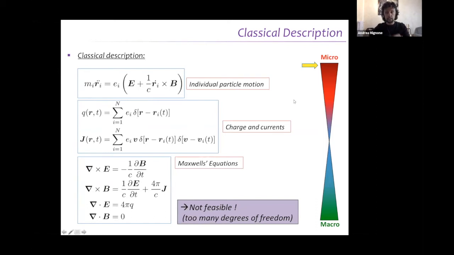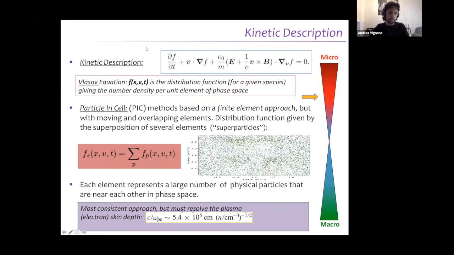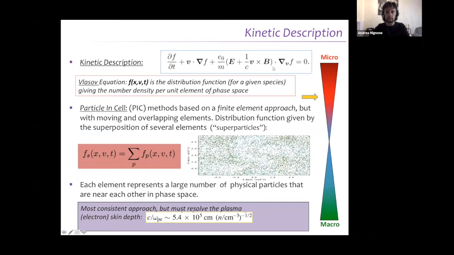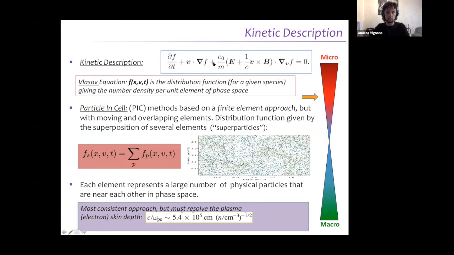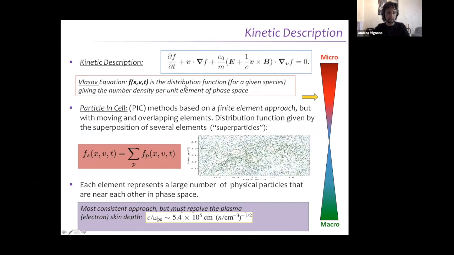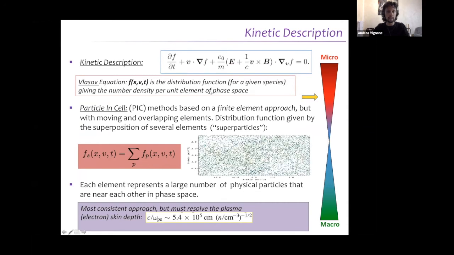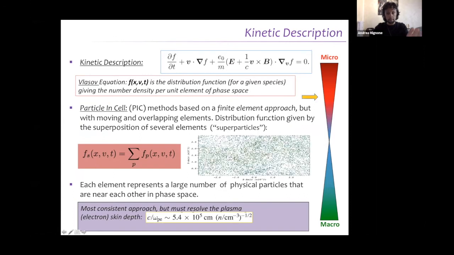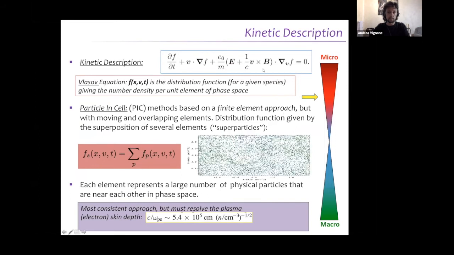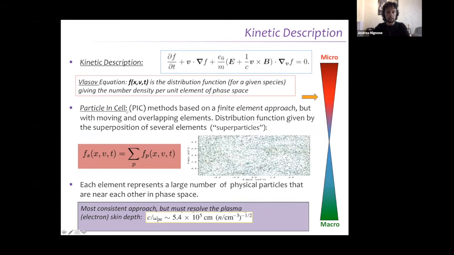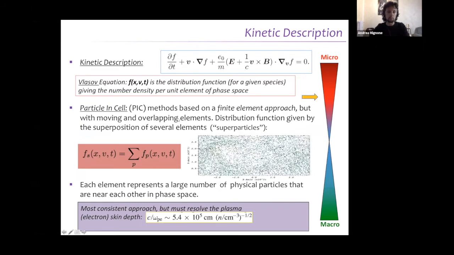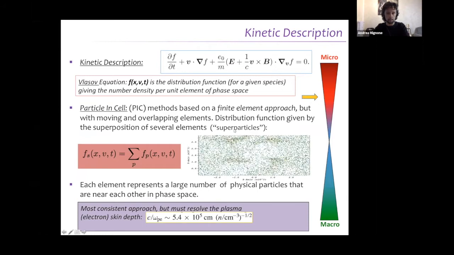So you can sacrifice the classical description in favor of the kinetic description, where instead you start from the kinetic equations, such as the Vlasov equation, which is the evolutionary equation for the distribution function for a given species, okay, given the number density per unit element of phase space. Particle in cell codes are essentially a finite element approach to the kinetic description, okay? Essentially, they describe particles that are given by the superposition of several elements, superparticles.